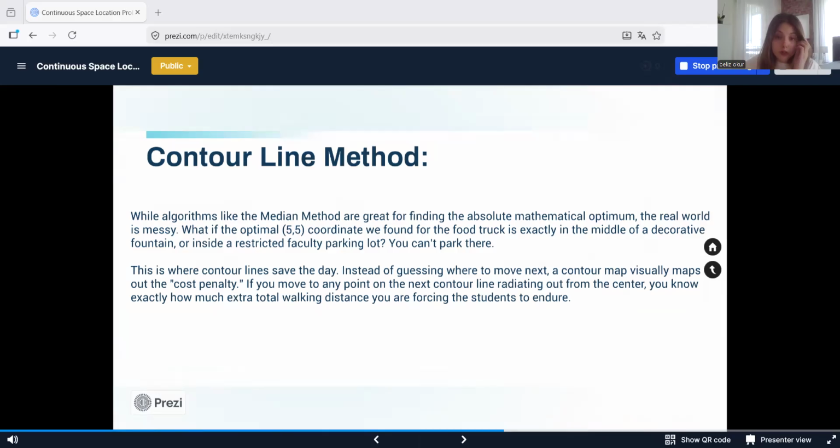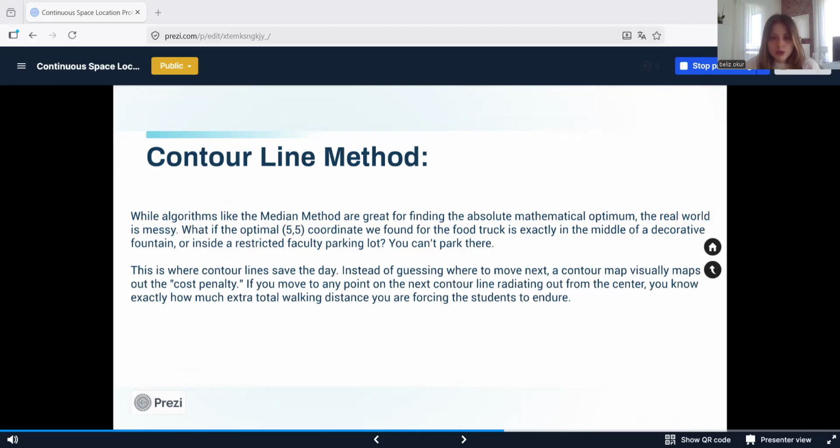Now let's go back to our leg problem. What if the coordinate 5 and 5 we just found is right in the middle of a decorative compass water fountain? The truck cannot park there. This is where the contour line method helps. Instead of just guessing where to move the truck, we can draw a map with rings or contour lines. These lines show the cost penalty as you move away from the perfect center. If you have to move to the next ring to find a dry parking spot, you know exactly how much extra walking distance you are giving to students. This helps you make your smart choice.